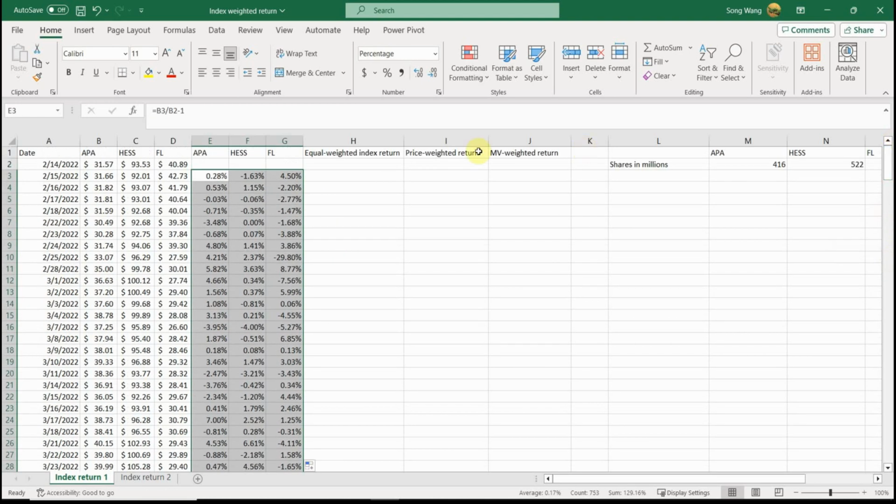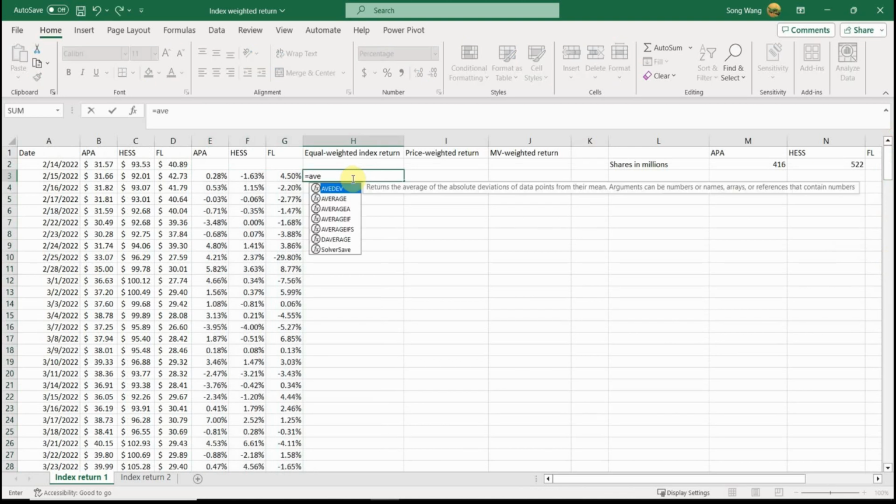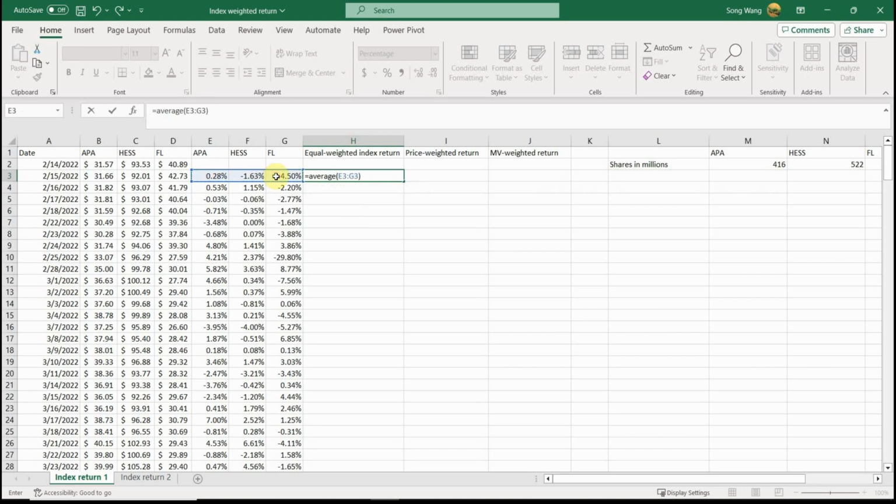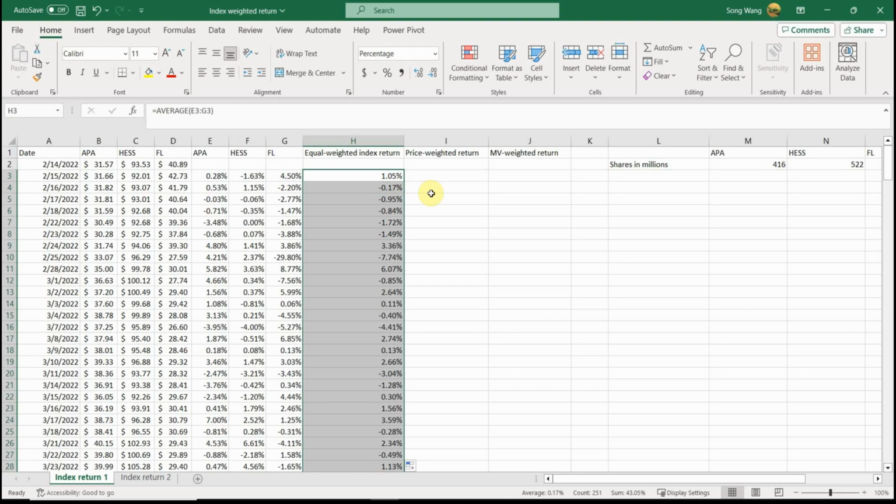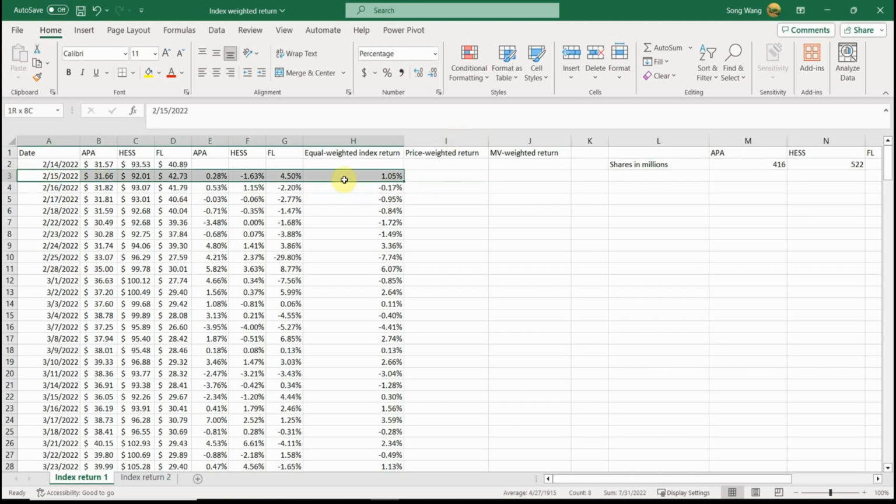The equal weighted return is super easy. Just use average and select all of them, and then get down. For the price weighted return, it is a little tricky because you will need to use the total price as the base, and each price here. It is fairly important for you to know that if you want to calculate the price weighted return for this day, February the 15th, the price weight you're going to use is the previous day's prices.